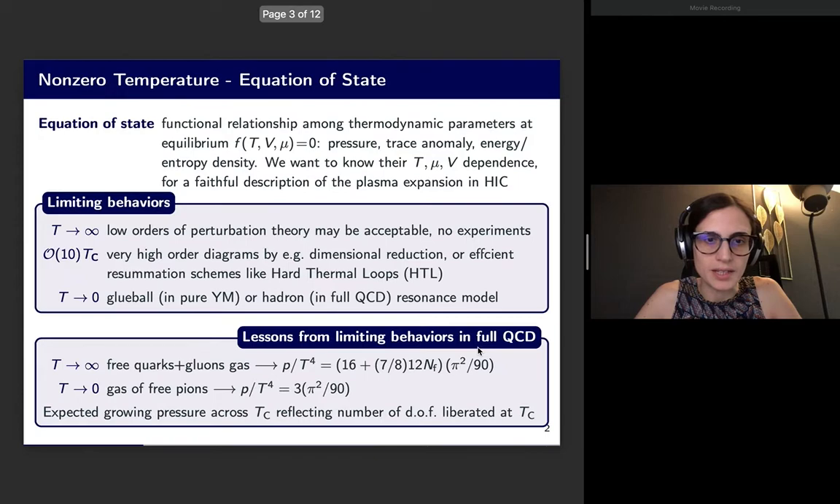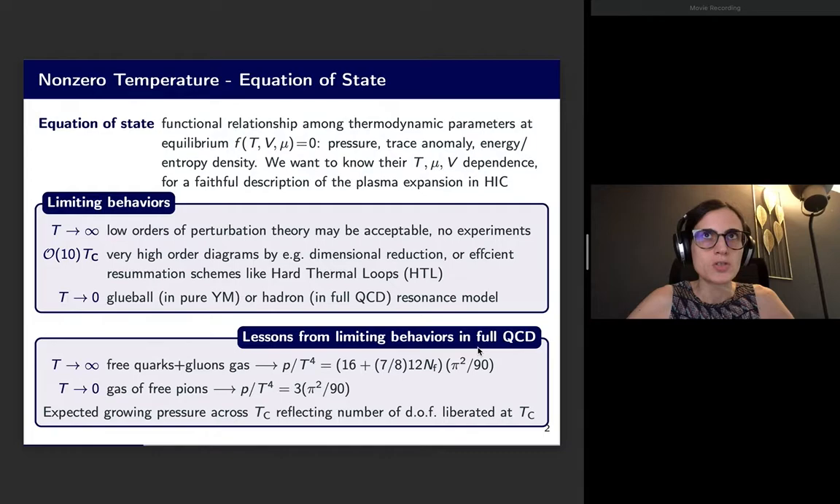We will continue in the next days with other applications, but let's focus on the equation of state first. So first thing I need to tell you is what is the equation of state. The equation of state is the functional relationship among thermodynamic parameters of QCD at equilibrium. In particular, the relevant parameters are the temperature, the volume, and the chemical potentials, and what goes under the name of equation of state in a broader sense are measurements of the pressure, the trace anomaly, the energy or entropy density at equilibrium.